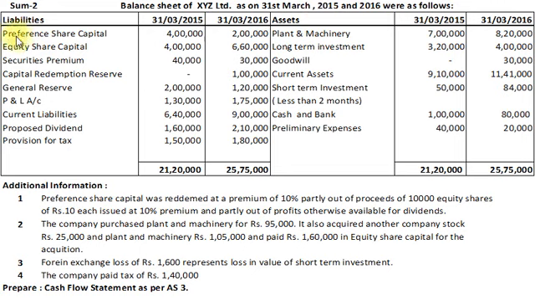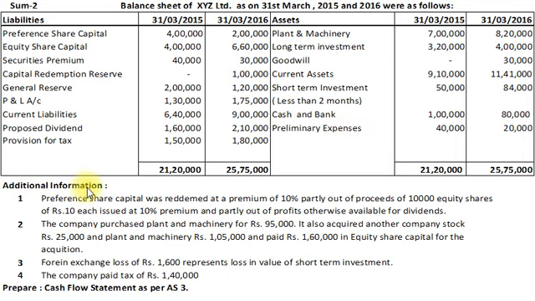On liability side, we have preference share capital, equity share capital, securities premium, capital redemption reserve account, general reserve, profit and loss account, current liabilities, proposed dividend, and provision for tax. On asset side, we have plant and machinery, long-term investments, goodwill, current assets, short-term investments for less than 2 months, cash and bank balance, and preliminary expenses.